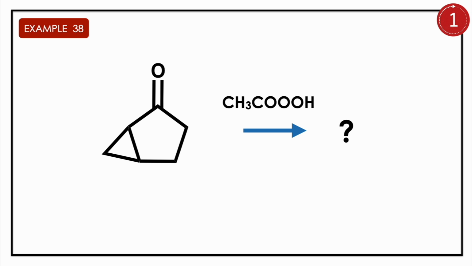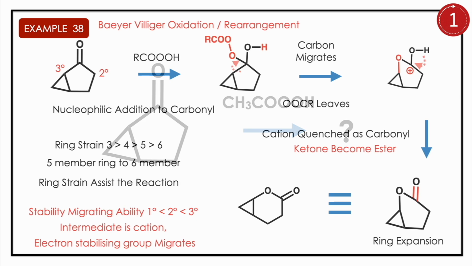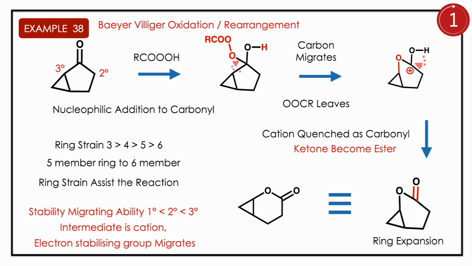Then the next example. Here you have cyclopentanone. At the second and third positions you have a 3-member fused ring. You are using the peracid. You should find what will be the final product. Here the starting material may be tricky, but our reaction center is away from the difficult structures. So it has the carbonyl. We focus on the carbonyl and peracid.